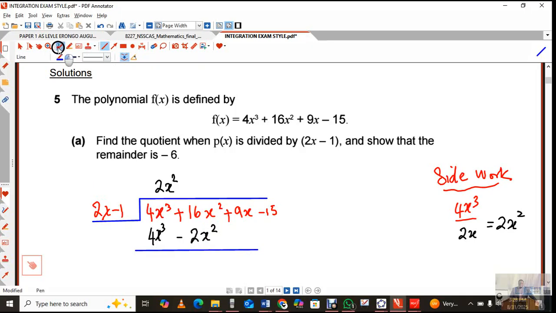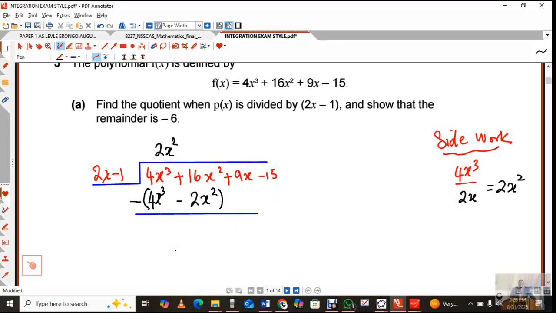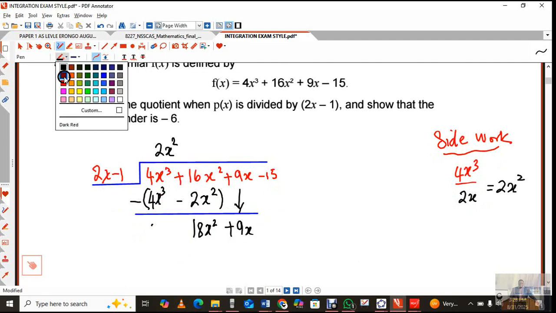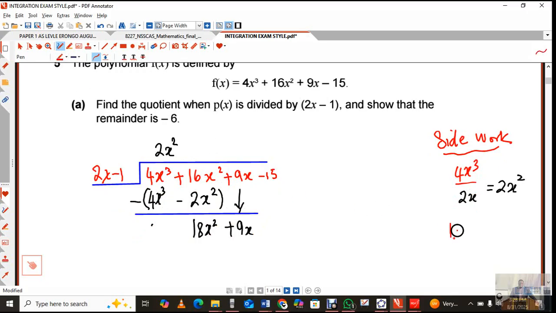Extend the line a little bit, so obviously I'm going to put brackets here because I'm going to be subtracting. Now when I do subtract, this is obviously going to be 0. So I have 16, double negatives makes it a positive, so this is 18x squared. So before I do my division again, I'm just going to bring this down. Then we take the 18x squared, this one.